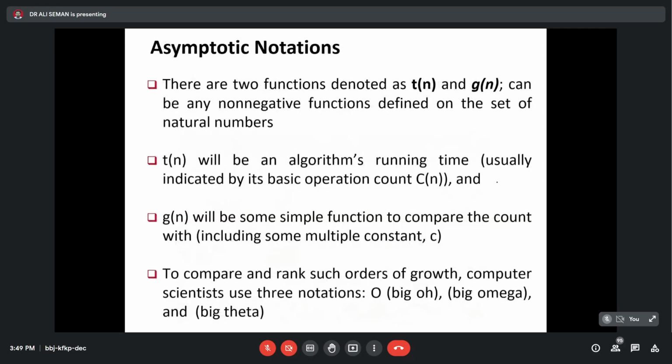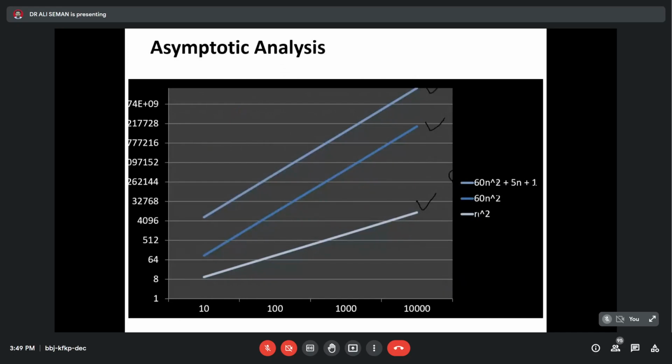Okay. There are two functions denoted as P of n. I think we stop here, and next lecture I will explain again so that you can understand the theory. But from now, can you understand the asymptotic analysis, the order of growth? The smallest one is the quickest among all the analysis. Is that correct?